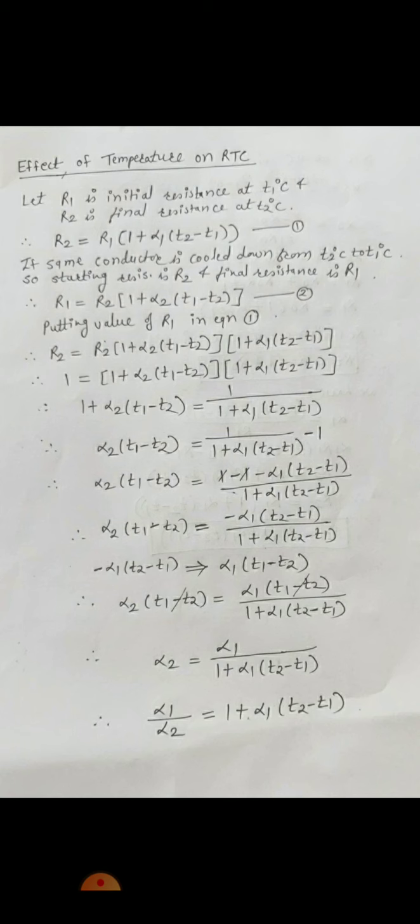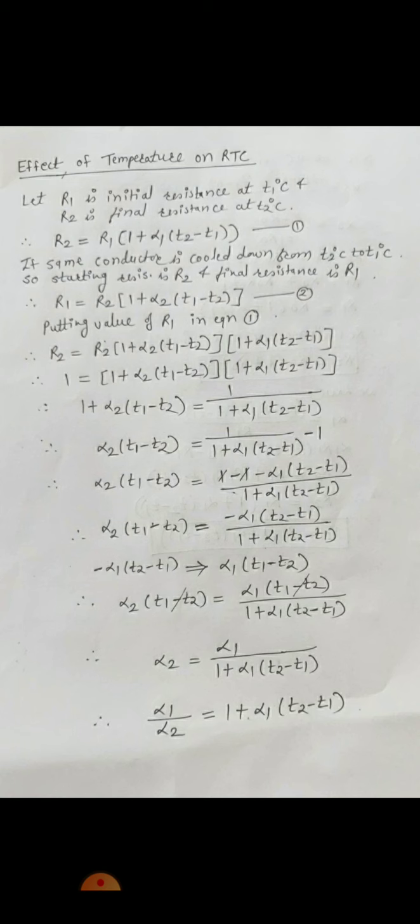So 1 minus [1 + α1(T2 − T1)] divided by 1 + α1(T2 − T1). So for α2(T1 − T2) we are getting plus 1 minus 1 gets cancelled. So it comes minus α1(T2 − T1) divided by 1 + α1(T2 − T1). Now minus α1(T2 − T1) we can also write as α1(T1 − T2), as we interchange T2 minus T1 as T1 minus T2, so the minus sign outside, minus minus becomes plus. So it comes plus α1(T1 − T2).